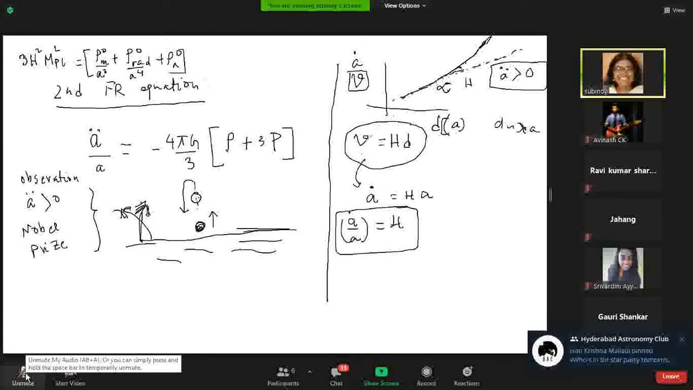Instead of going v equals Hd at a constant rate, this Hubble law does not work, it is accelerating. So a dot by a is a constant, and in this Hubble law, if you take the double derivative, it will be 0. That is Hubble law, but they found it non-zero. Which means an apple or a ball was going up. It is exactly like that.